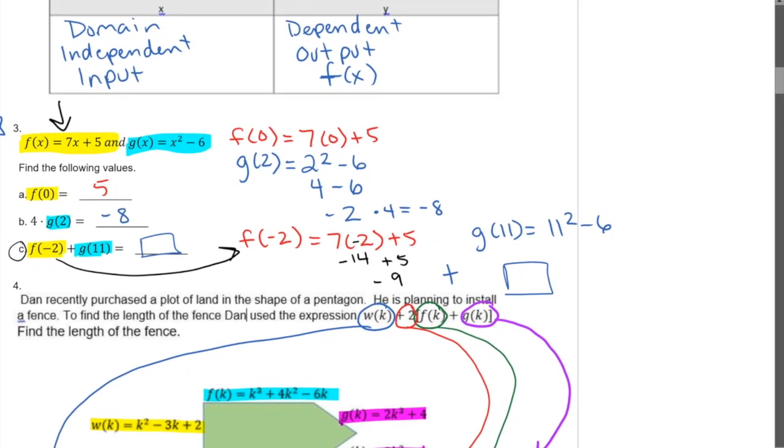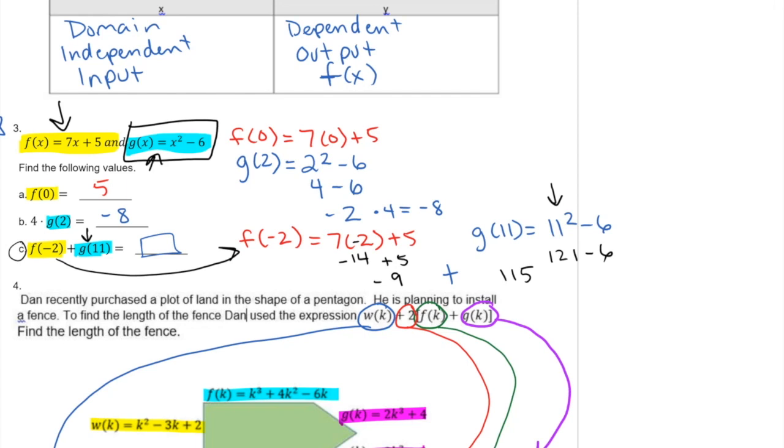So the other one said g of 11, which matches the g of x over here. So I'm going to match g of 11. I'm going to put my 11 as my input, and in my output, I'm going to put my answer. So I put g of 11, and I put 11 squared minus 6, because that's what the problem says over here. So 11 squared, so 11 times 11 is 121. So I have 121 minus 6, and 121 minus 6 gives you an answer of 115. So hopefully you got that when you did the problem.